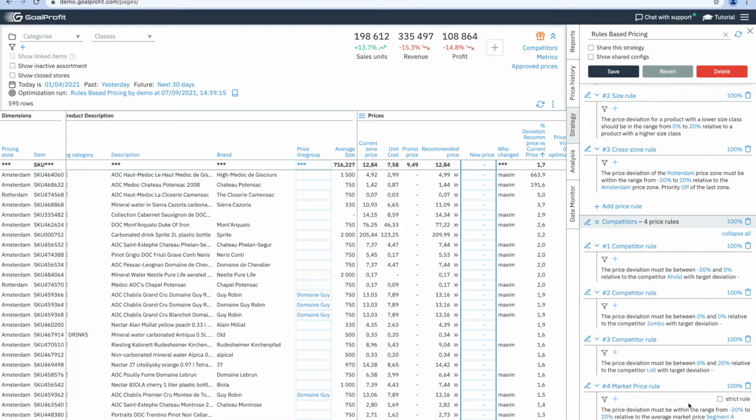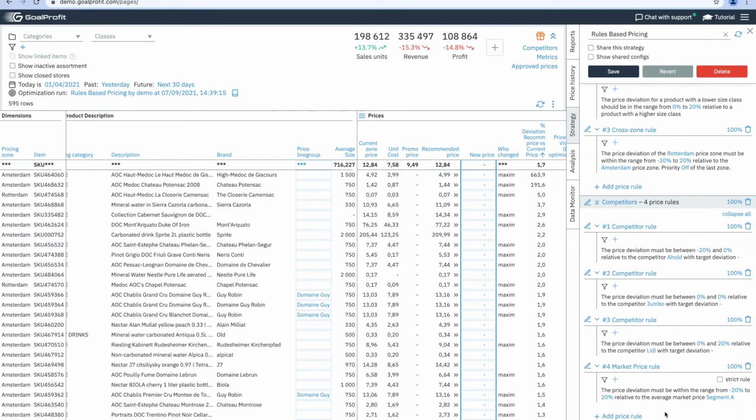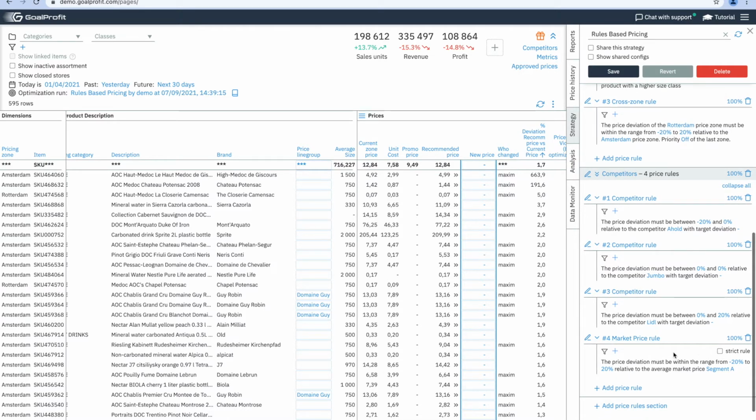This is like direct competitor rules, but we could also define market rules. Market price rules say that, okay, there is segment A. It combines prices of all competitors like Ahold, Jumbo, and Lidl, and we don't want to directly compete against them, but to compete on average, saying that my average price should be not more than 20% higher and not less than 20% below the average market price of this segment. Definitely on the master data, we can define who will be included in this segment A.